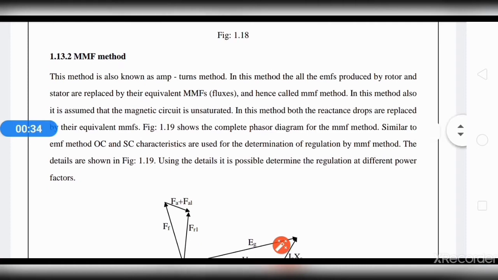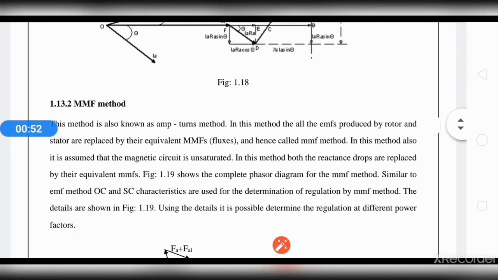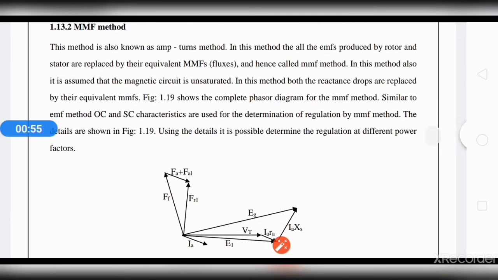In this method, it is also assumed that the magnetic circuit is unsaturated. Hence, the normal characteristic of the magnetic circuit is assumed. In this method, both the reactance drops are replaced by their equivalent MMFs. Both reactances means the leakage reactance and the armature reaction reactance.